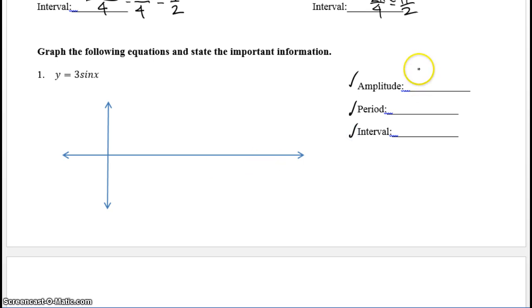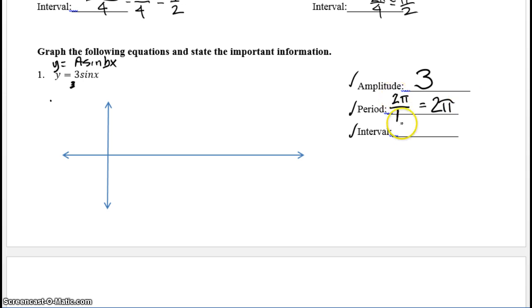The amplitude is again the number in front of the sine. Remember, we're following y equals a sine bx. So a is the amplitude, that's 3. The period is 2 pi divided by b, that's the number in front of x, that's 1. Should not be surprised. I said most of the problems today are going to follow that.